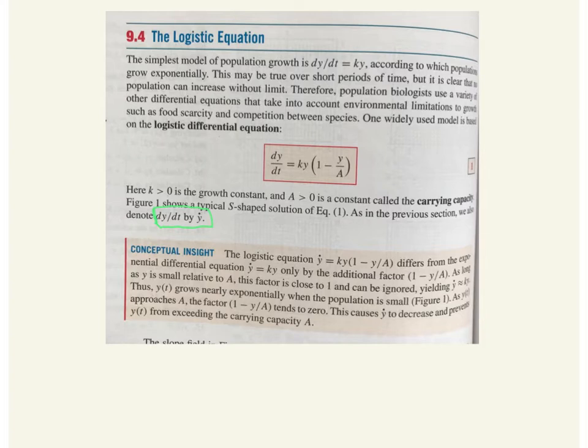Conceptually, this whole term of 1 minus y over a is almost non-existent as long as y is small relative to a. If y over a is really, really small, that term zeroes out, and therefore that set of parentheses is essentially 1, and this is approximately equal to k times y. So it follows exponential growth where it should, and then when we do get to the extremes, that's when it starts to level it out for us.